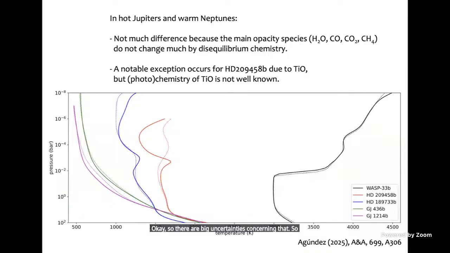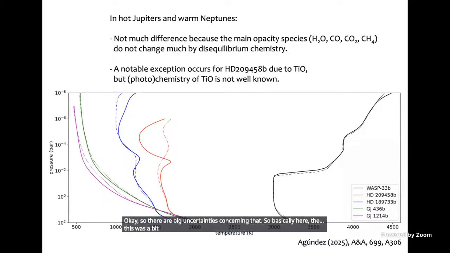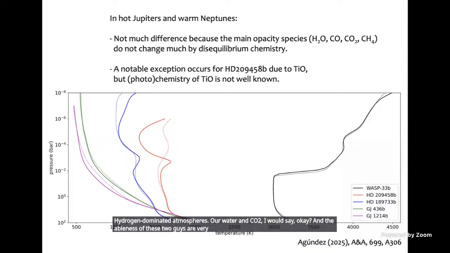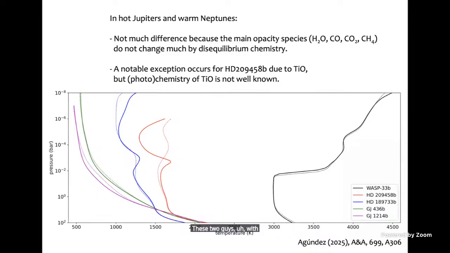This was a bit frustrating for me when I did the calculations, because I was expecting to see more differences, but there were not many. The main reason is that the main species controlling the temperature in these hydrogen-dominated atmospheres are water and CO2, and the abundances of these two are very stable, not much affected by disequilibrium. As long as these two have uniform abundance, you will not find much difference in the temperature.